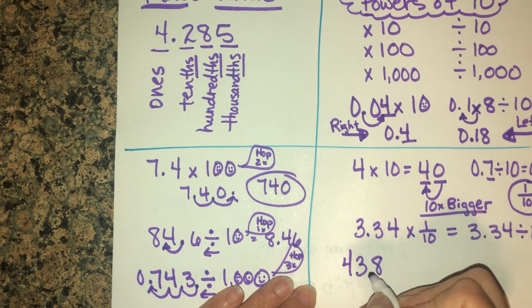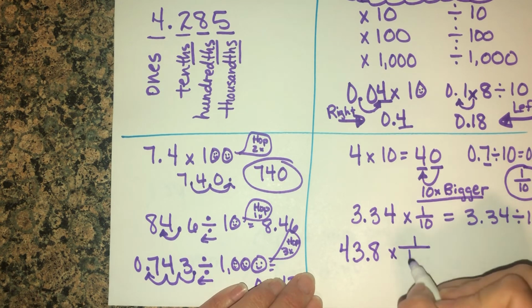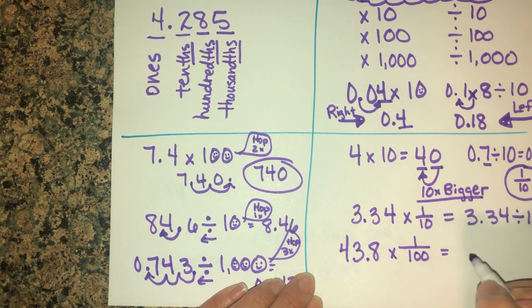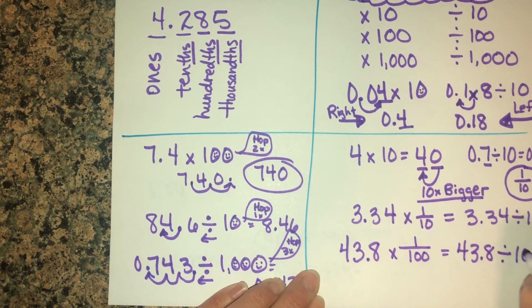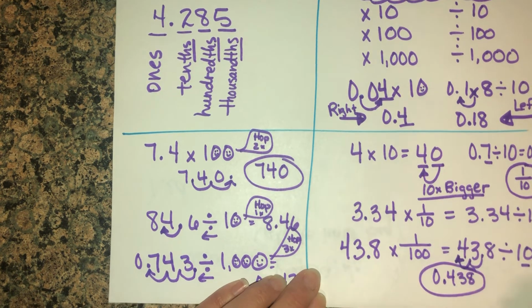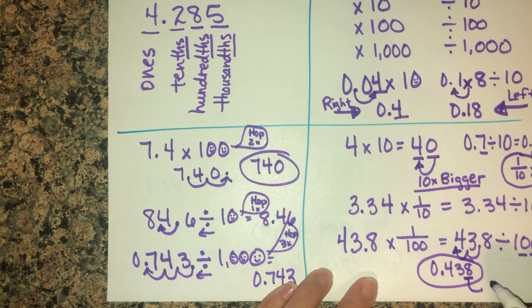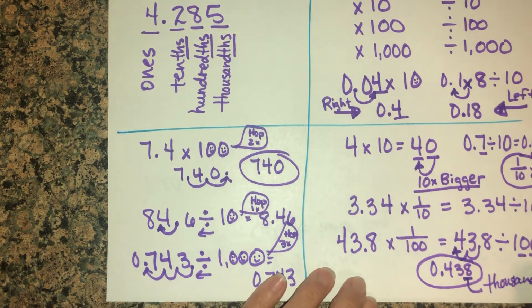If you have 43 and 8/10 times 1/100th, this is the same as 43 and 8/10 divided by 100. You're going to move the decimal 2 times. Boom, boom. And your answer is 438 thousandths. Remember, when you're saying the number's name, whatever place value spot it ends in is what you say. 438, and then it's in the thousandths place, so I say 438 thousandths.